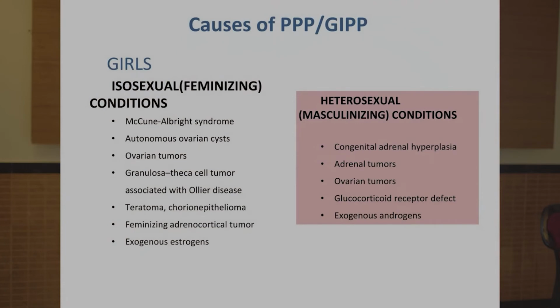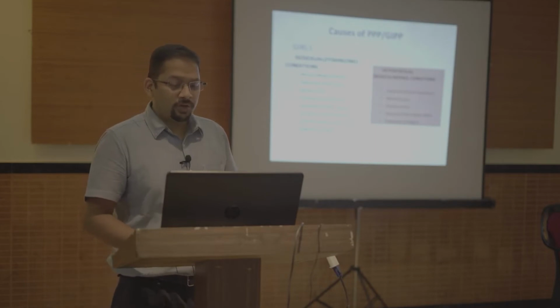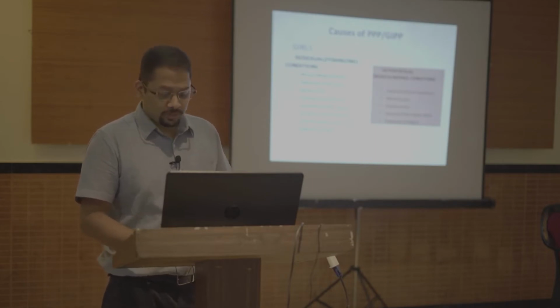Talking about the causes of peripheral precocious puberty, in patients with isosexual precocity in females, various causes are there: McCune-Albright syndrome, ovarian cysts, tumors, and exogenous administration of estrogens. And if heterosexual in females, the patient usually has congenital adrenal hyperplasia, with a higher amount of androstenedione, or testosterone secreting adrenal tumors. Sometimes some ovarian tumors also secrete testosterone.